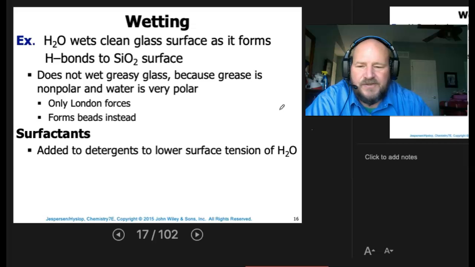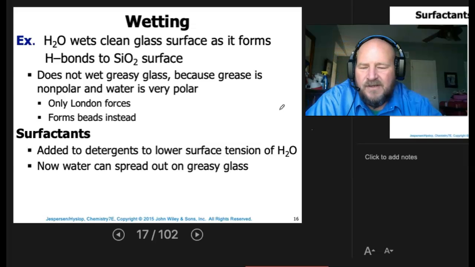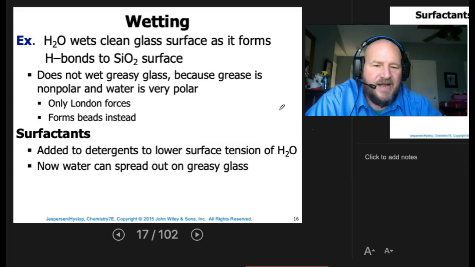Because of wetting, we can lead to surfactants, right? Added to detergents to lower the surface tension of the water. So now water can spread out on a greasy glass.